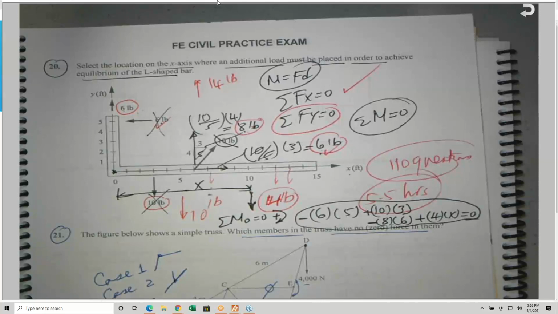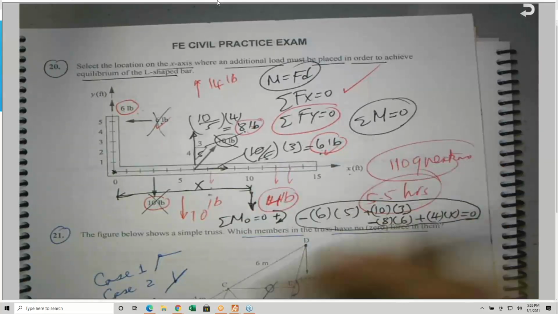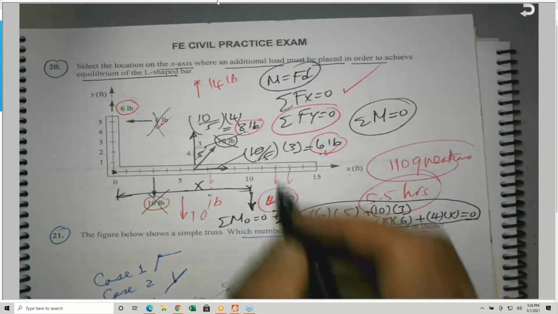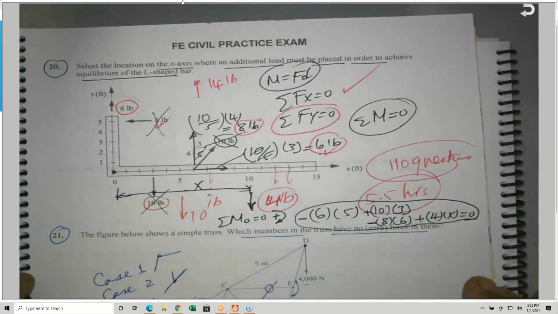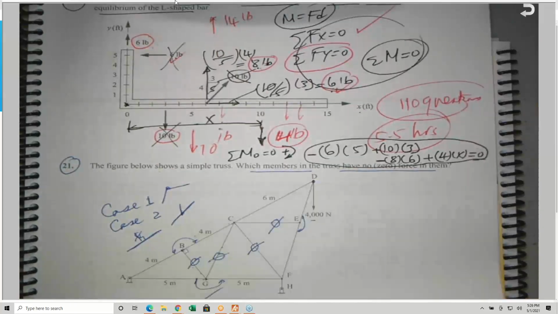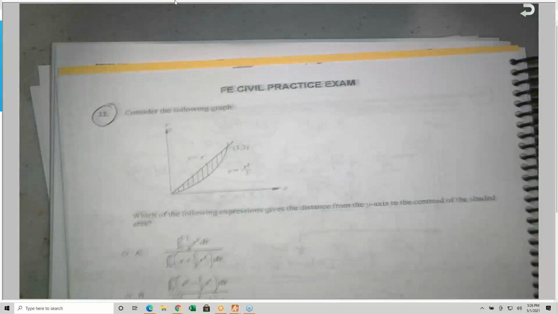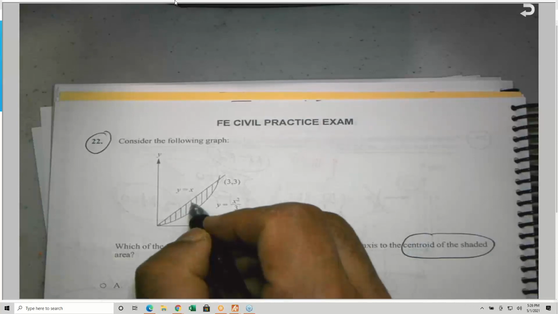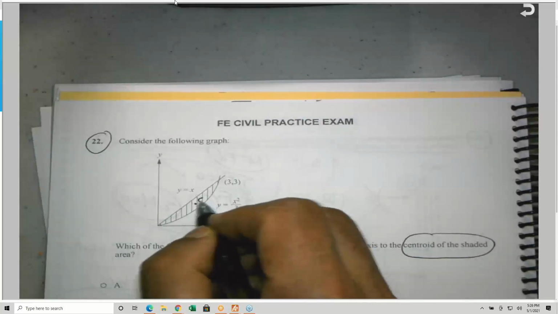Probably he will give you a diagram showing the location of the x, where the x should be, and you select the proper diagram. So these are the 3 equilibrium equations we talked about before. The centroids are also very important. We will cover this in the math section, where we can calculate the centroid for an area.